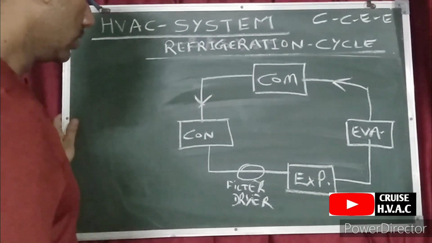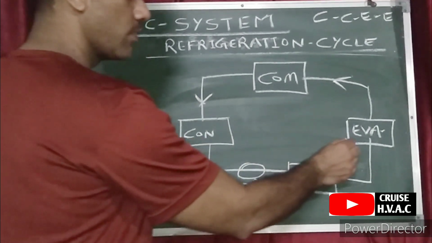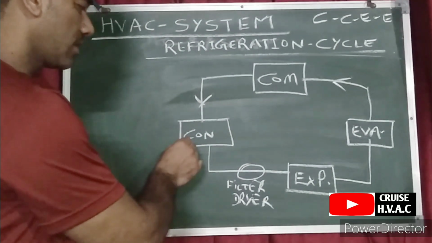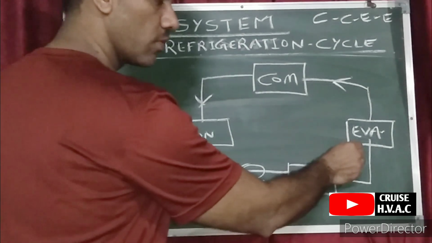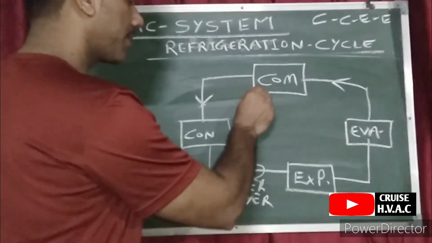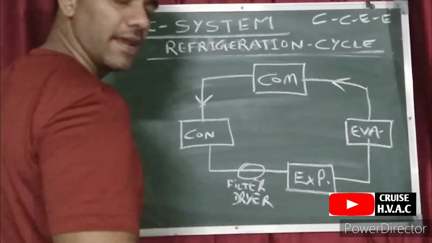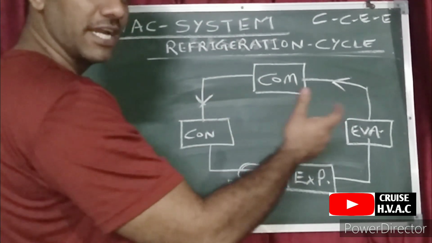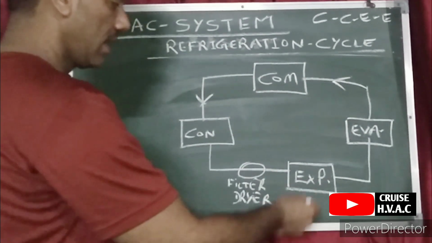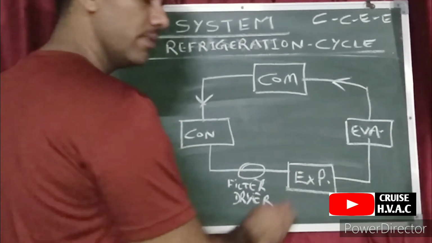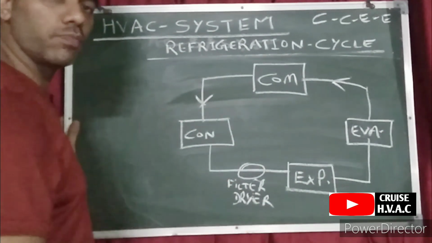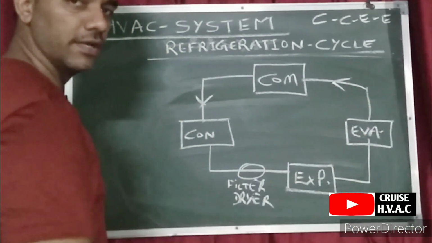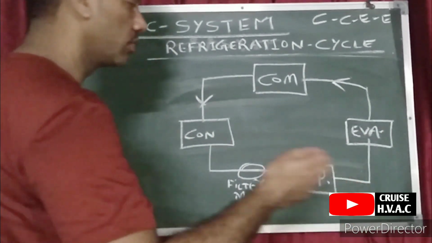Okay guys, so this condenser and this evaporator both are heat exchangers. Condenser is also a heat exchanger, evaporator is also a heat exchanger. In the compressor the pressure and temperature of the refrigerant get higher because it gets compressed by the compressor, and in the expansion valve the temperature and pressure of the refrigerant come down because it reduces the flow of the refrigerant. So the pressure decreases, temperature also decreases.